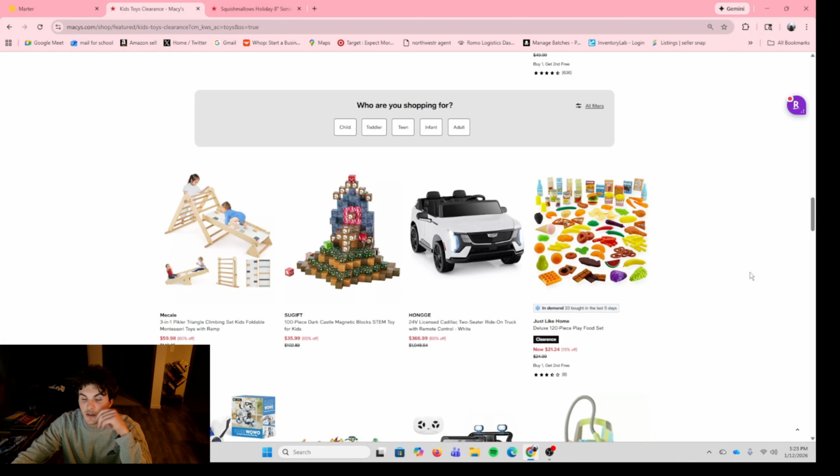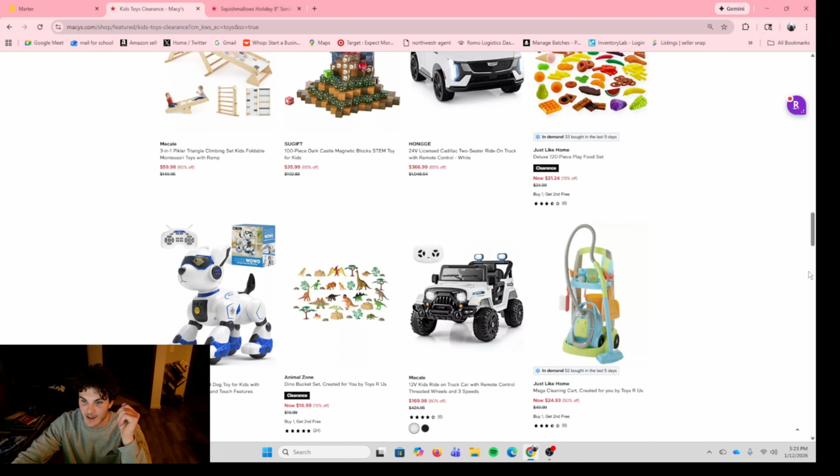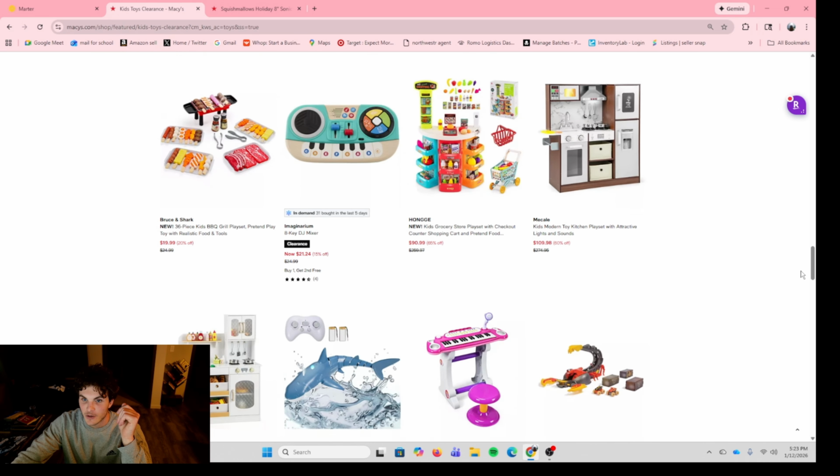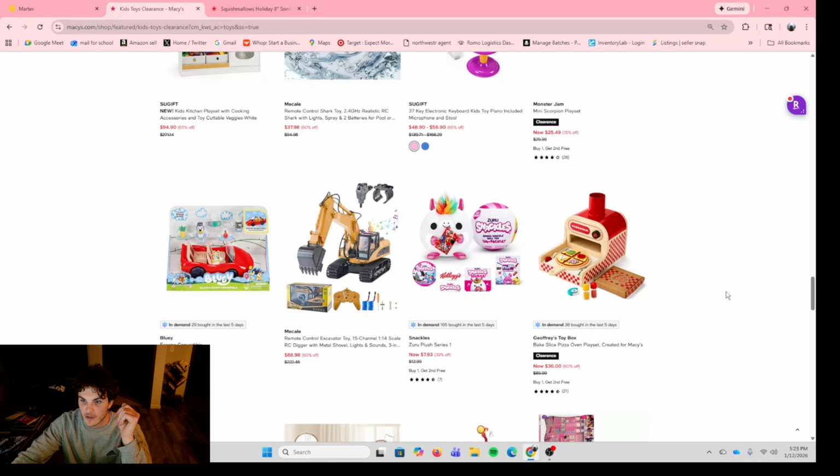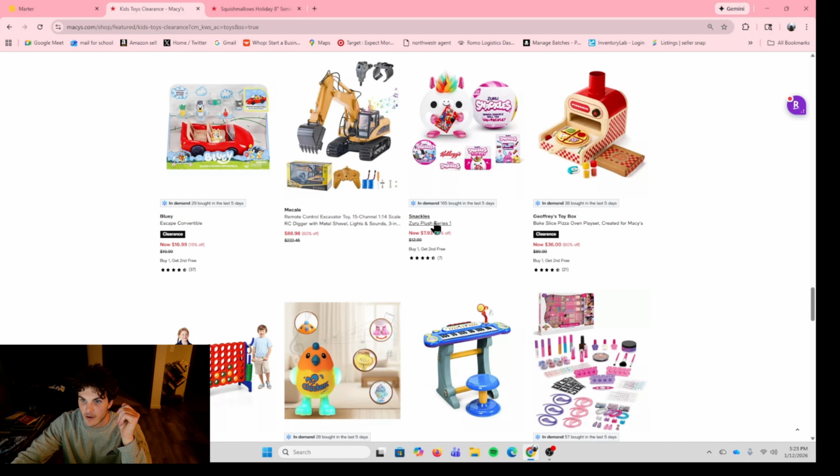You have to think logistically here too, right? You don't want to be selling a giant 2-seater ride-on truck as your first product. You don't want 5 of these hanging around your house. It's too big. It's just too big. It probably costs a lot to ship too. So instead, we're going to look for a little smaller stuff, and we might have opportunities here.